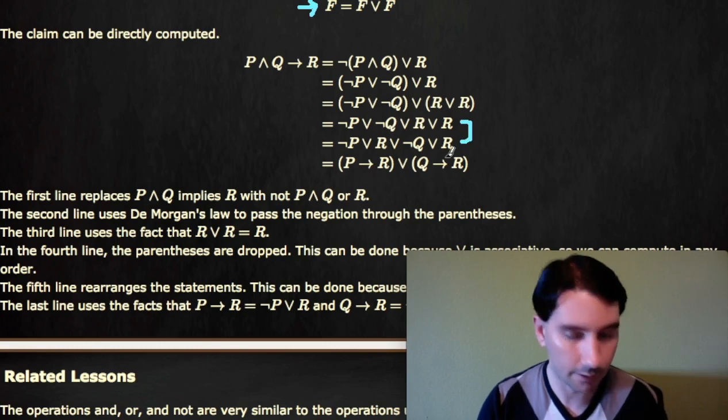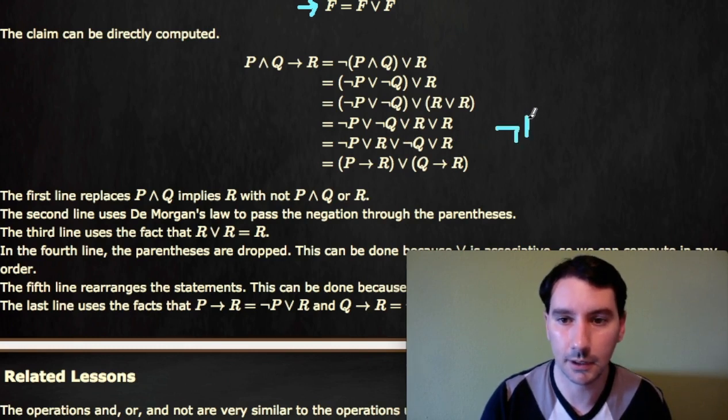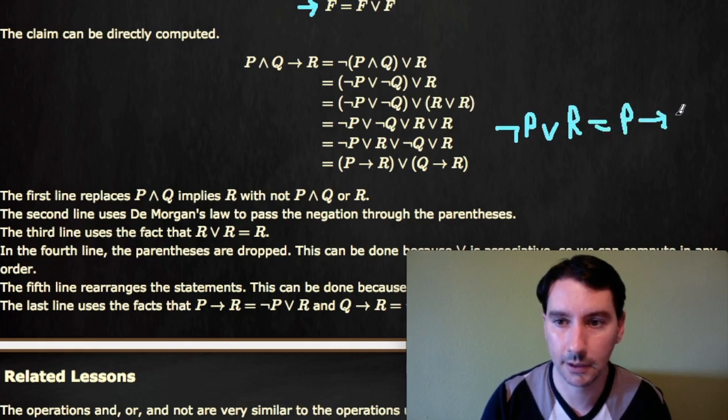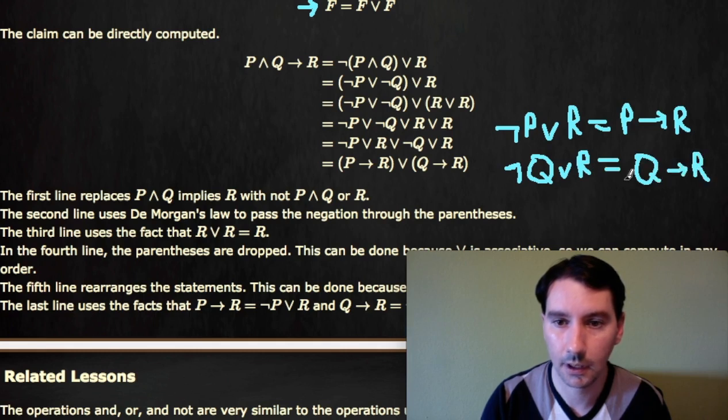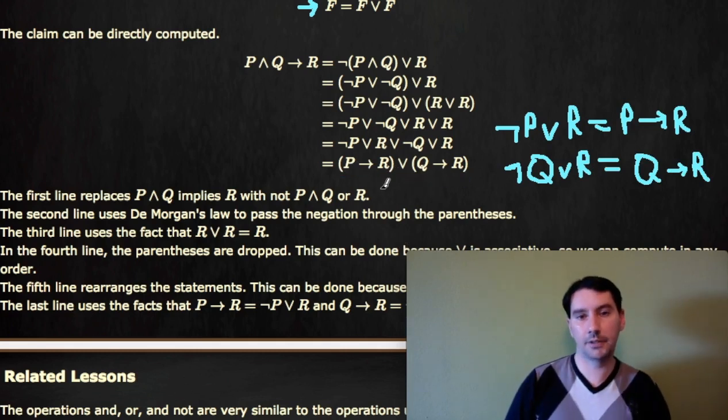And finally, the last line just uses this fact that it's not the first statement or the second statement as an implies once again. So not P or R is just P implies R, and not Q or R is Q implies R. And that's where I needed the two R's. So now I have this implies R and this implies R. And that's what I wanted to show, was that P and Q implies R is equal to P implies R or Q implies R.